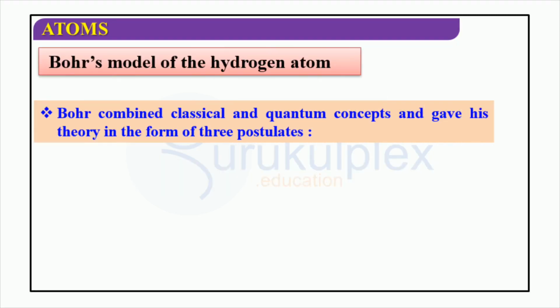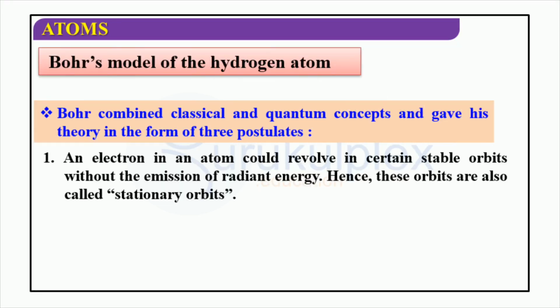Bohr's model of the hydrogen atom combines classical and quantum concepts into three postulates. The first postulate states that an electron in an atom can revolve in certain and stable orbits without the emission of radiant energy, also known as stationary orbits.